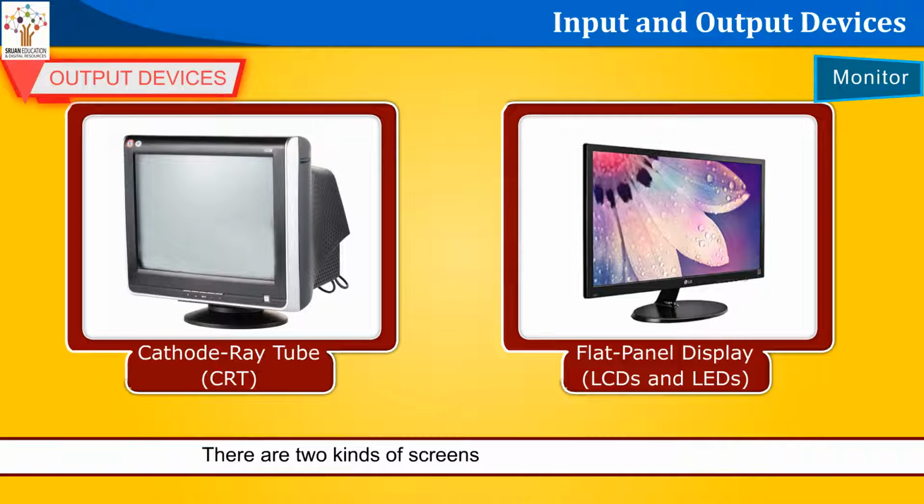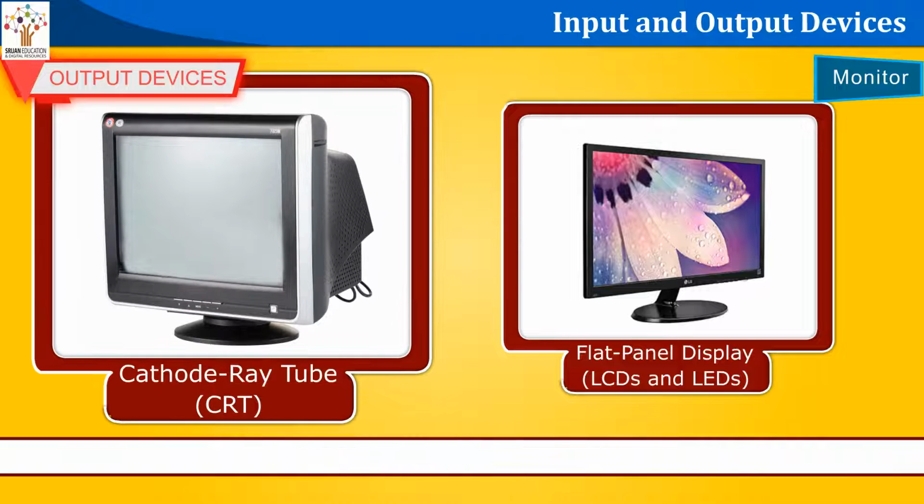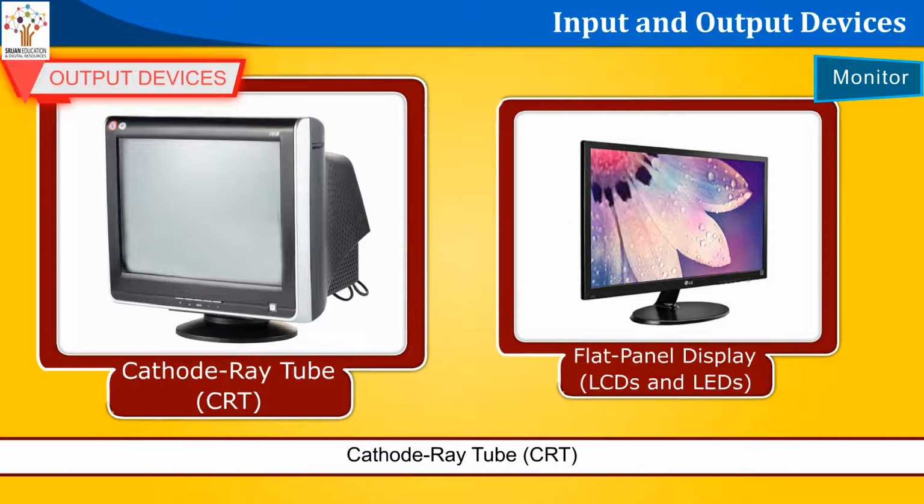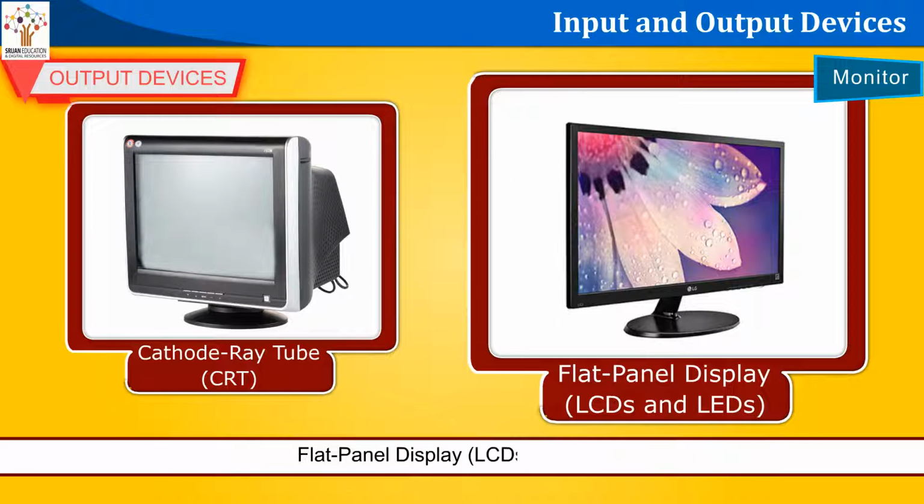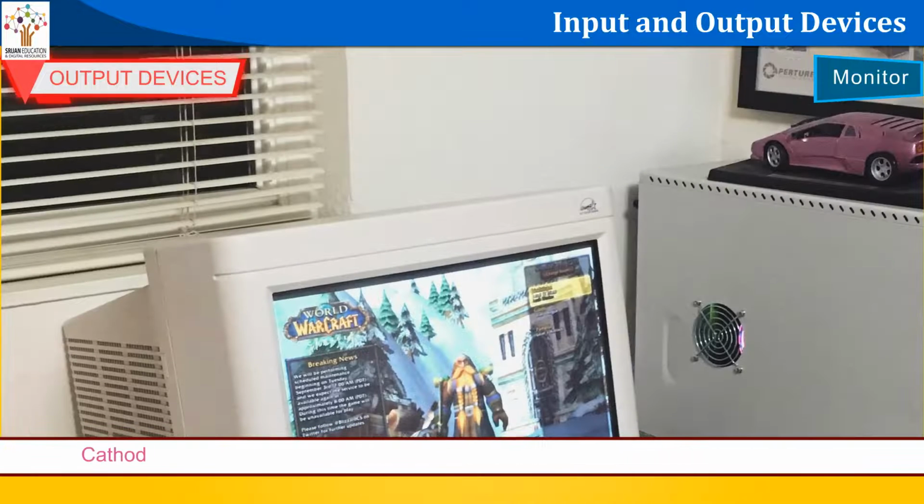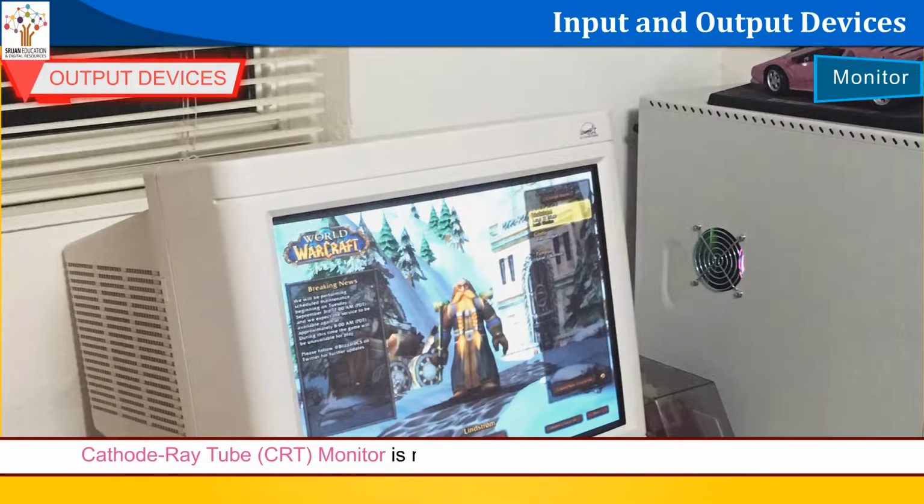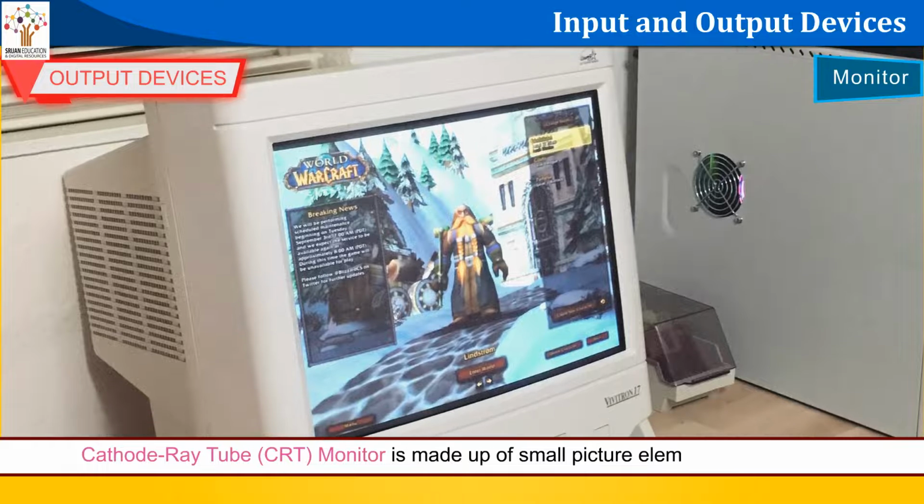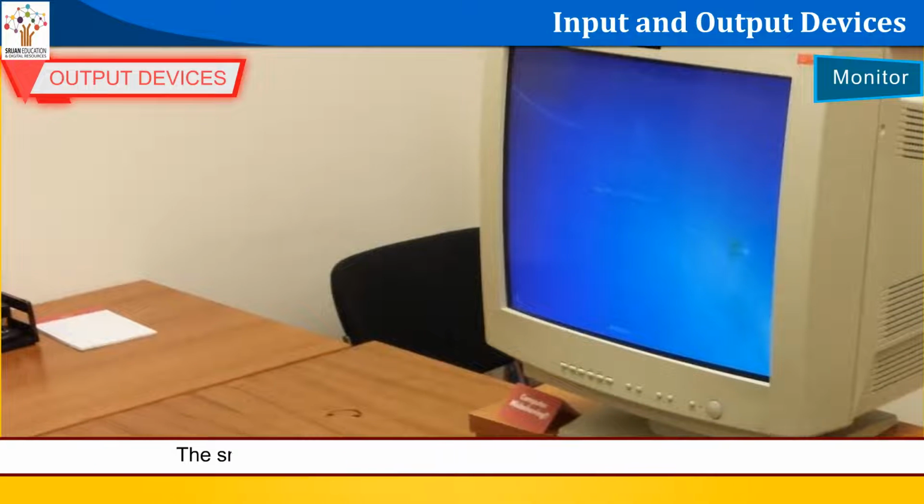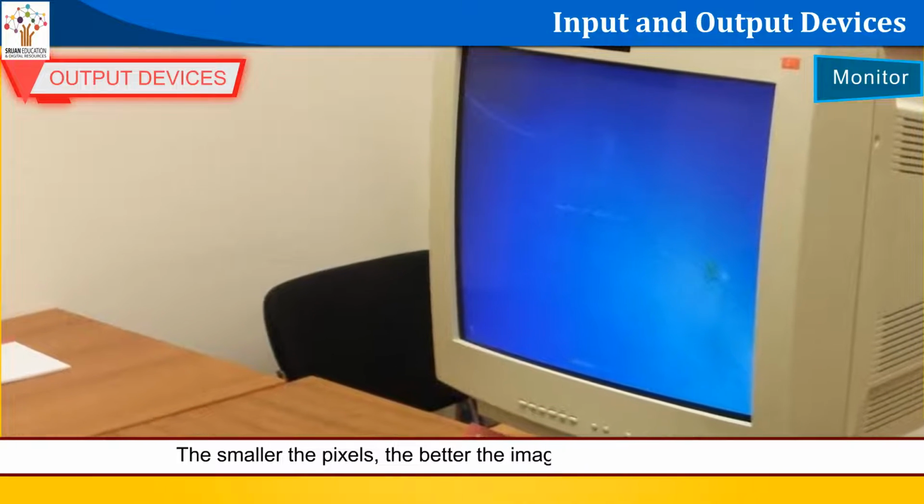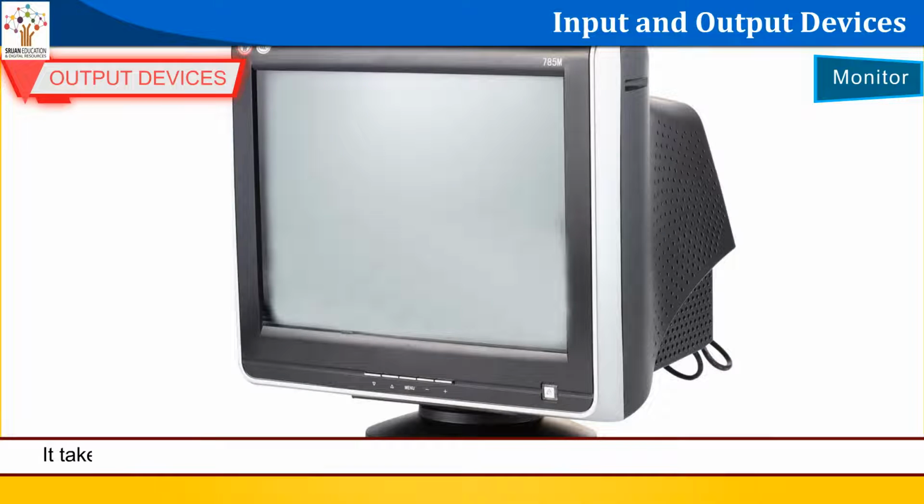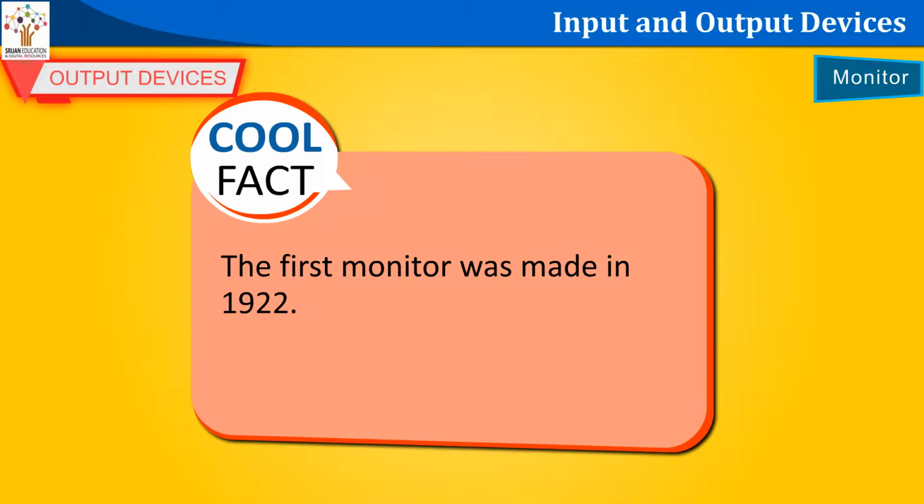There are two kinds of screens that are used for monitors: cathode ray tube, CRT, and flat panel display, LCDs and LEDs. Cathode ray tube, CRT monitor is made up of small picture elements called pixels. The smaller the pixels, the better the image clarity or resolution. It takes more than one pixel to form a whole character, such as the letter E in the word tube. Cool fact: the first monitor was made in 1922.